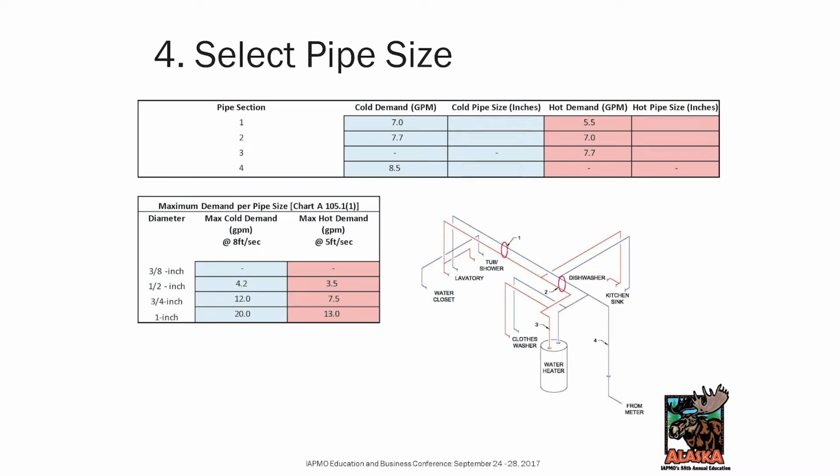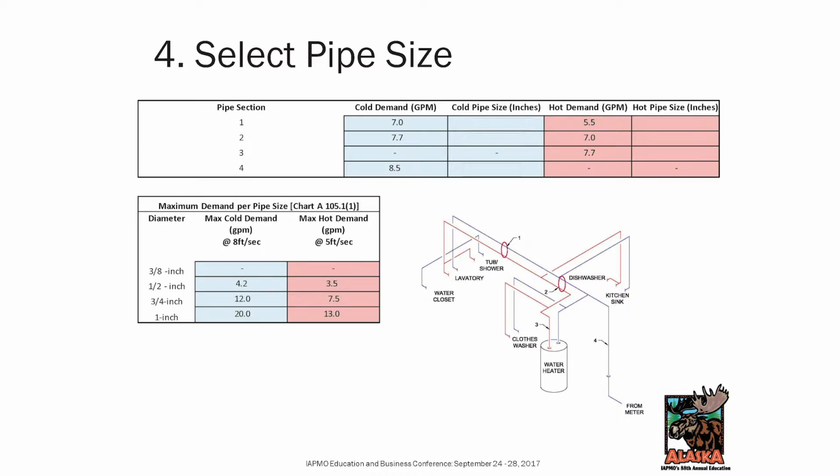So for 7 gallons per minute for cold, it's 3/4 piping. For 7.7 gallons for cold, pipe section 2, 3/4 piping. And for the building supply, 3/4 piping. Then you do the same thing for the hot. 5.5 gallons is 3/4 piping. 7.0 gallons per minute is 3/4 piping. 7.7 gallons per minute is 1 inch. Now notice that the pipe size increases because you're limited to 5 feet per second.